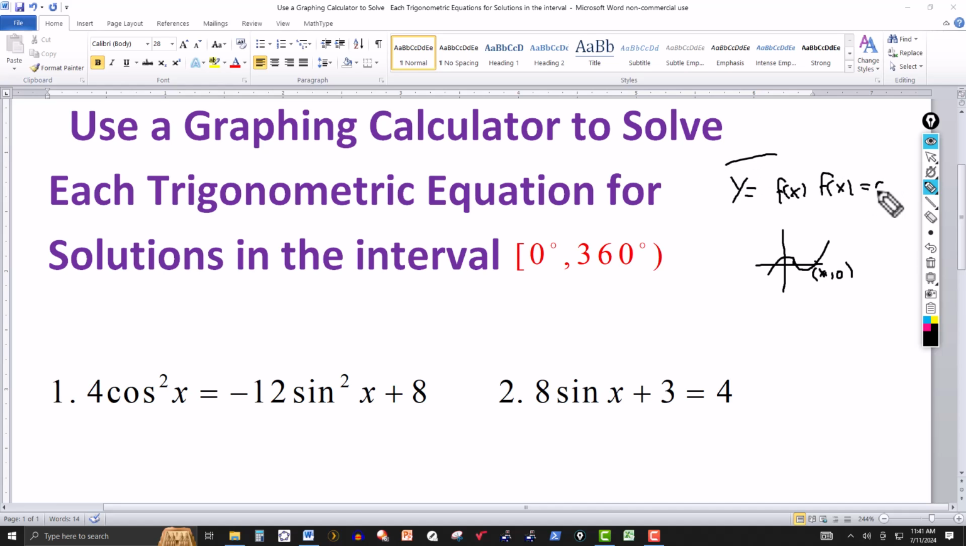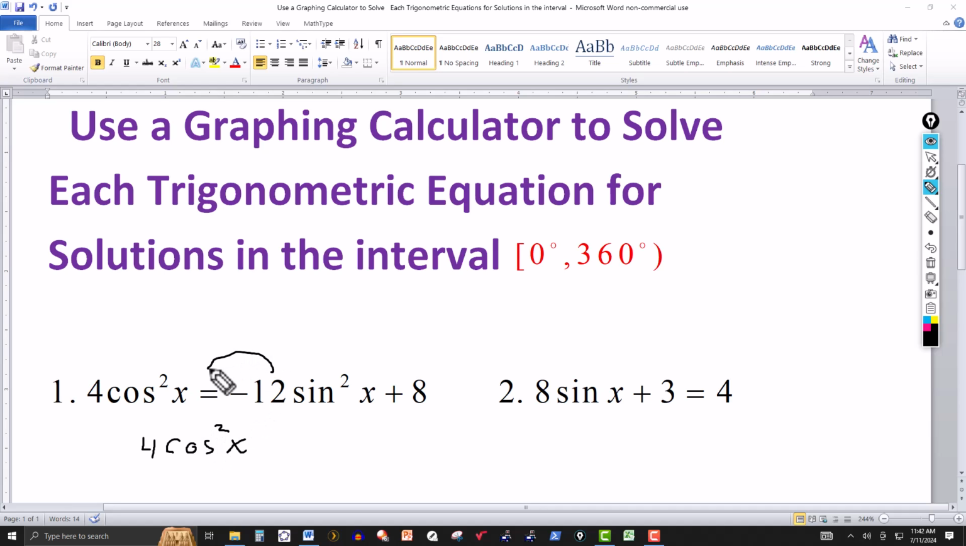So if I want to solve the first equation using the calculator, what I'd have to do is rewrite it as 4 cosine squared of x, take this over to the side, or add it to both sides, give me a plus 12 sine squared of x. Take this over to the other side and be a minus 8, and this will equal 0. And this right here then would be your f of x. So if I put that into the calculator and graph it, wherever the graph crosses the x-axis, that would give me the x-intercepts of that graph. At the same time, the first component of those points would give me the zeros, which of course would be the solutions to this equation.